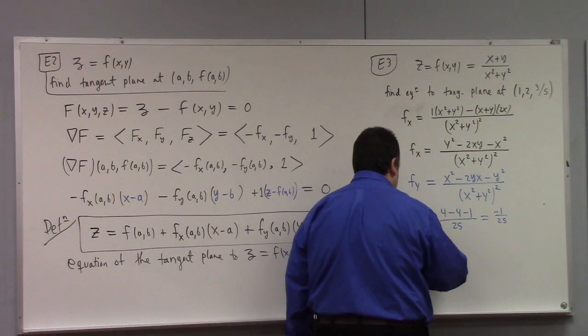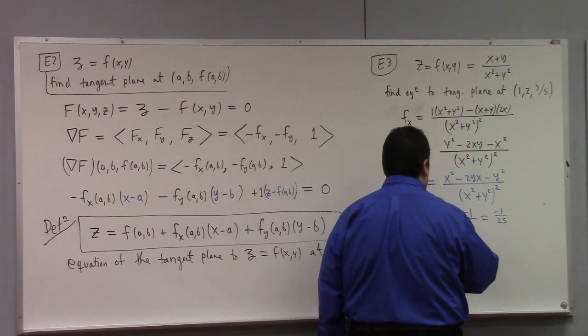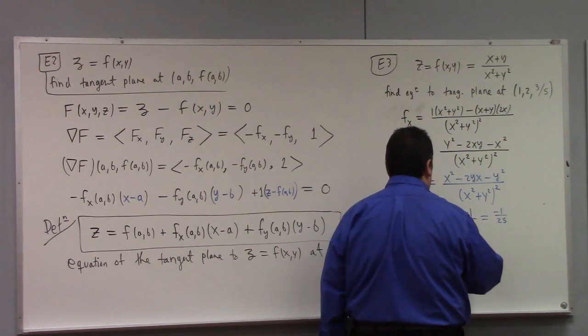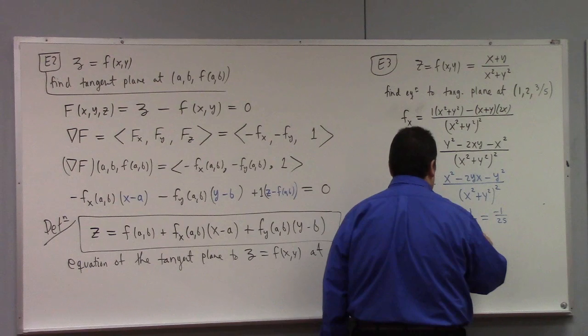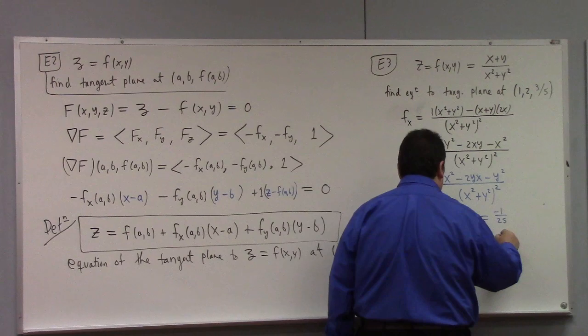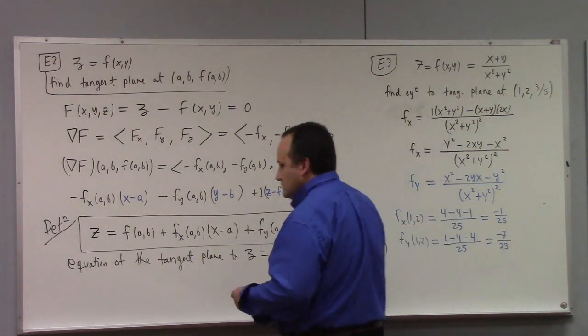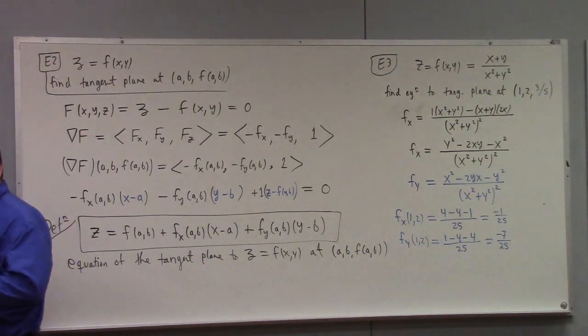fy of 1, 2, I believe I would get a 1 minus 4 minus 4, I guess, divided by 25, which would be equal to minus 7 over 25. Do you agree or disagree, guys? You guys get minus 7/25.